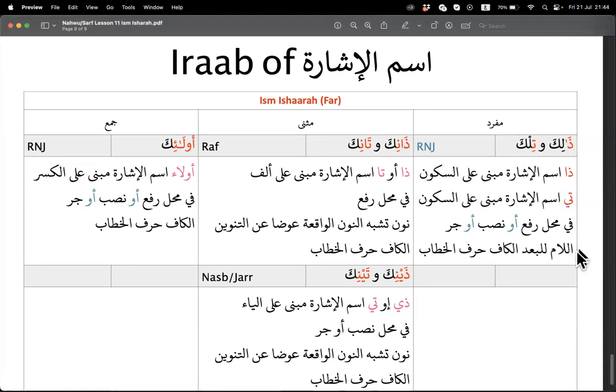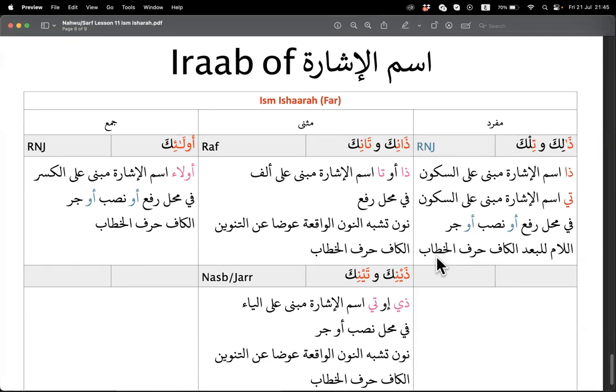So the lam, we say just now, lam is lil bu'd, is to point at far away things. And the kaf is our harf khitab, is the harf that we are addressing. So it can be ka, can be ki, can be kum, whatever. Okay, harf khitab. Khitab is from the same word as khatib. The khatib addresses the people, right? So khitab is the addressing.